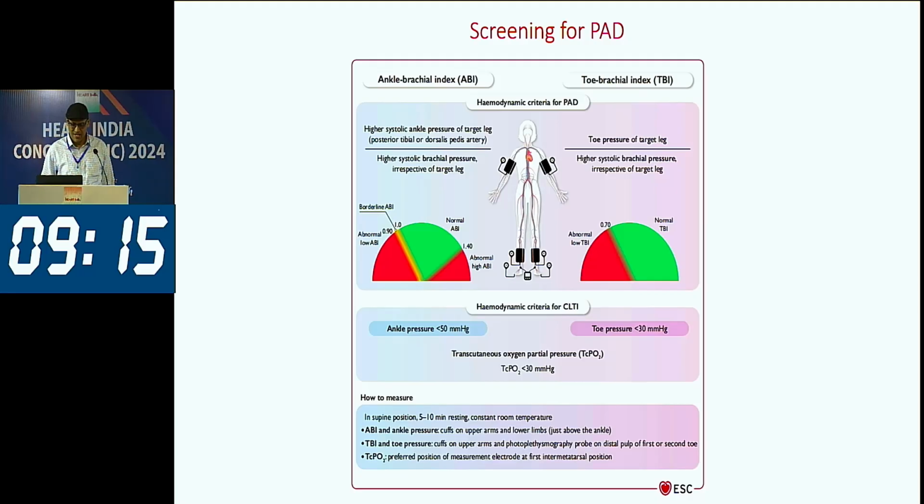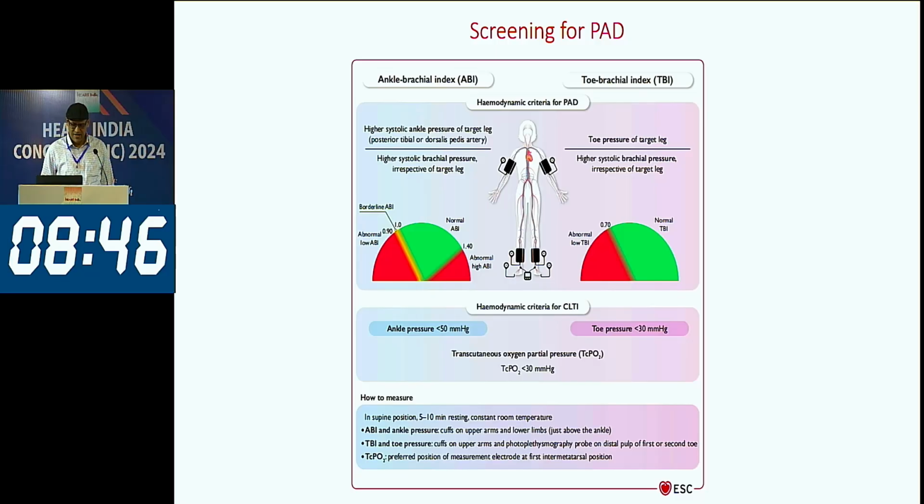Toe brachial index is the toe pressure of the target leg divided by the higher systolic brachial pressure irrespective of the target leg. And toe pressure is measured by a plethysmography probe on the distal pulp of the first or second toe. That is how you calculate the toe brachial index. A value less than 0.7 is an abnormally low toe brachial index and indicative of peripheral arterial disease.